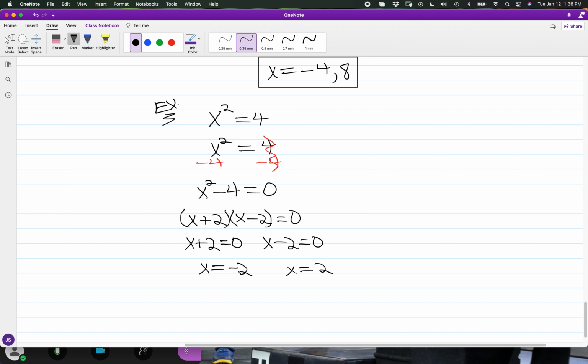And again, you can go back and check. The square of negative 2 is negative 2 times negative 2, which is going to be positive 4. And 2 squared is 2 times 2, which is also going to be 4.